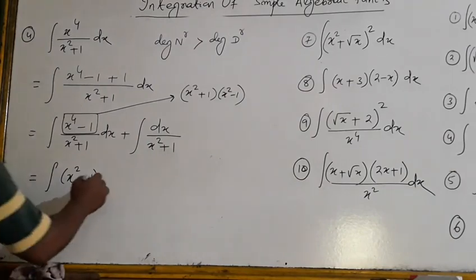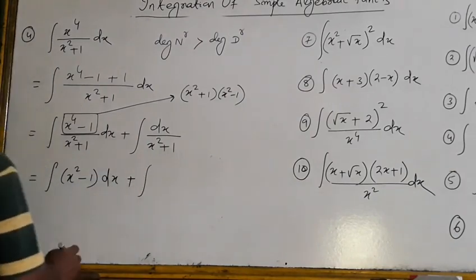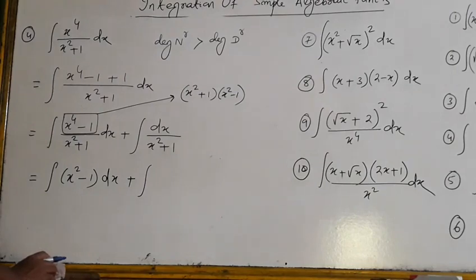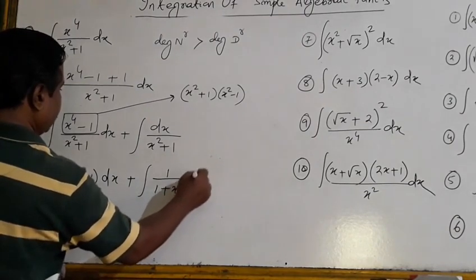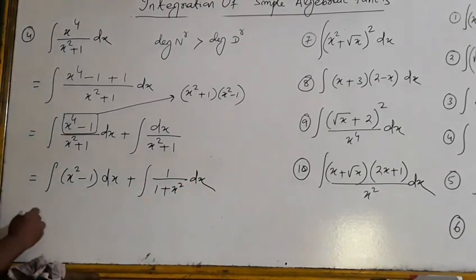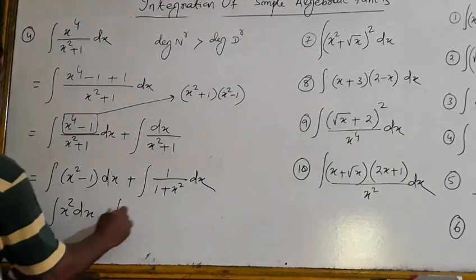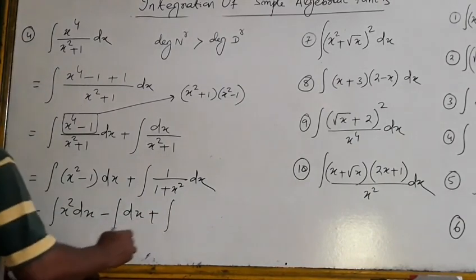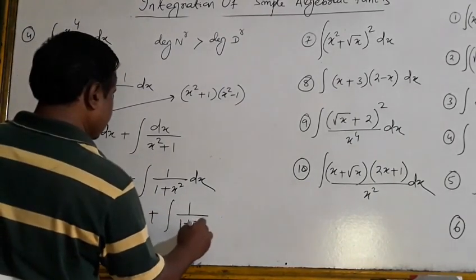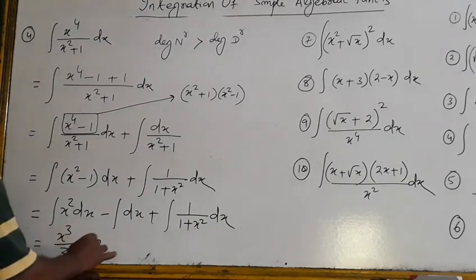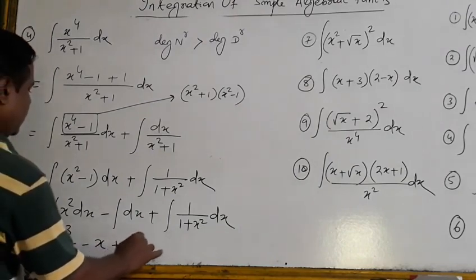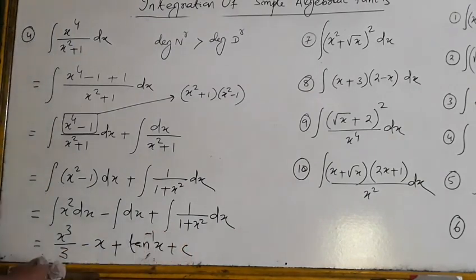Okay, it becomes x square minus 1 integration. Whose derivative is 1 by 1 plus x square dx? Tell me. This is integration of x square dx minus integration of dx plus integration 1 by 1 plus x square dx. What is its integration? It is x3 by 3 minus x plus tan inverse x plus c. Okay.